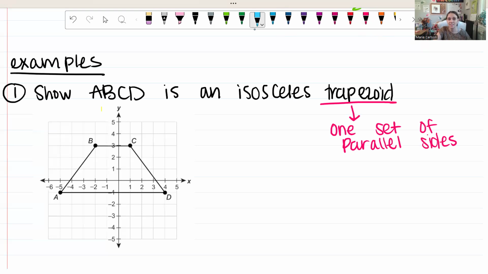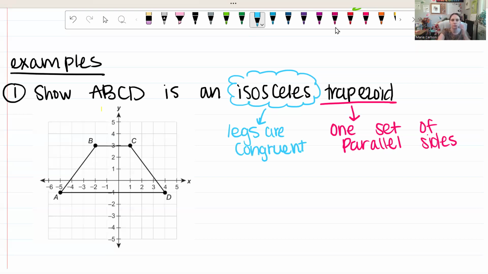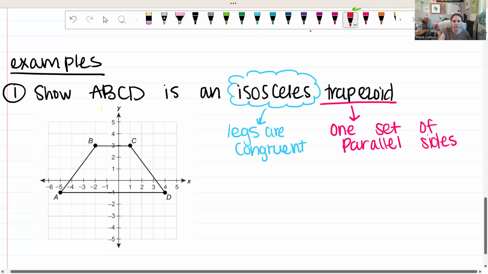And then if this is an isosceles trapezoid, that means the legs are congruent. So if I want to show that this is an isosceles trapezoid, we need to show, first of all, that this is a trapezoid and I only have one set of parallel sides, and then I need to show those legs are congruent. All right, so what are these points? Let's go ahead and just label them all real quick.